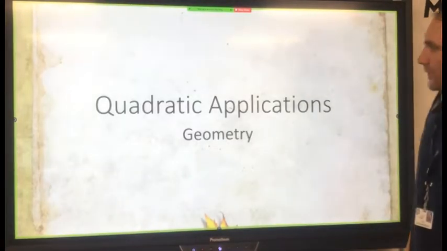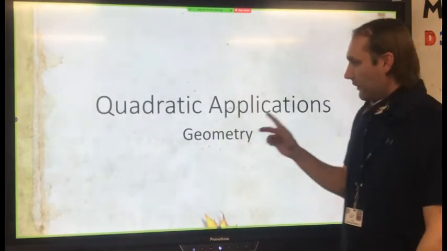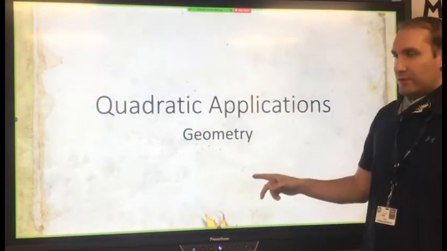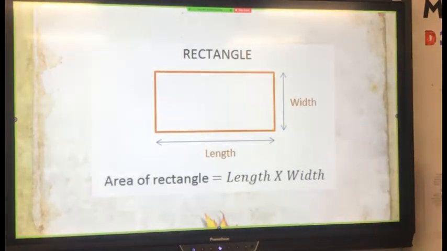So, last Friday we looked at quadratic applications that dealt with the Pythagorean theorem. Today we're looking at quadratic applications with geometry. More specifically, rectangles. Only rectangles.